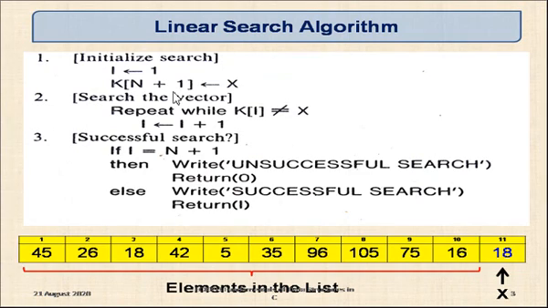Let us go through the algorithm. You see here, this is the example. I assume that I have a list of size 10, indexed 1 to 10, from 45 to 16. This is the set of elements, or you can call it a list of 10 elements. Assume that in this example I am going to search for the element 18.